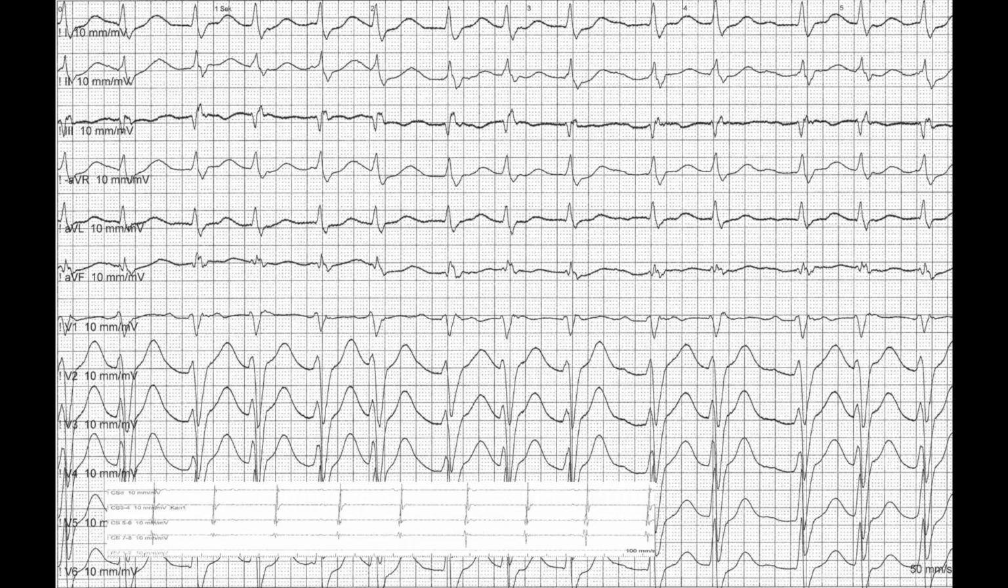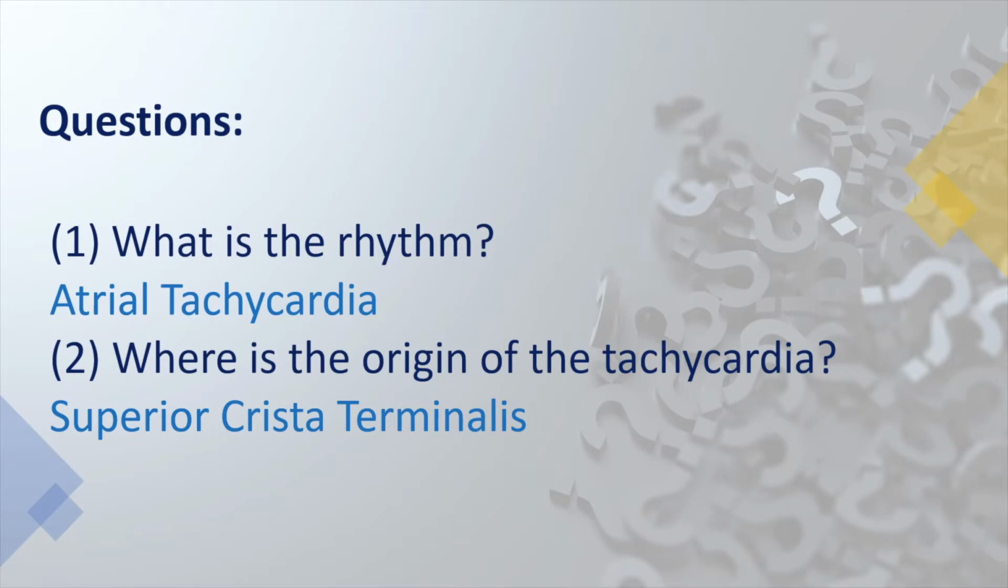The activation map had shown the earliest activation in the superior portion of the crista terminalis, where the tachycardia was successfully terminated by the RF ablation. Revisiting his previous ECGs had shown no different rhythm than this one. Therefore, the patient was misdiagnosed with atrial fibrillation and underwent unnecessary anticoagulation and pulmonary vein isolation.